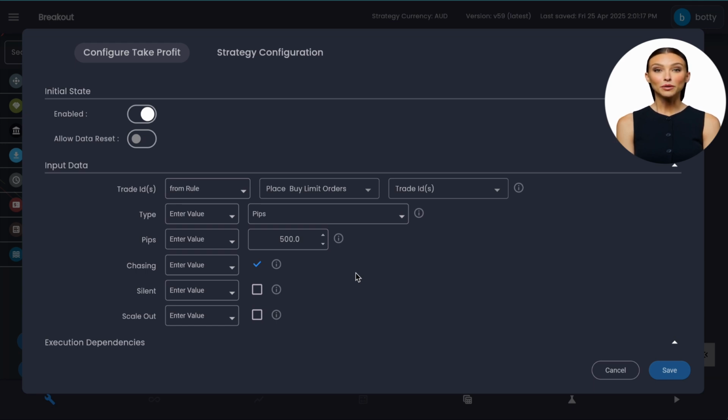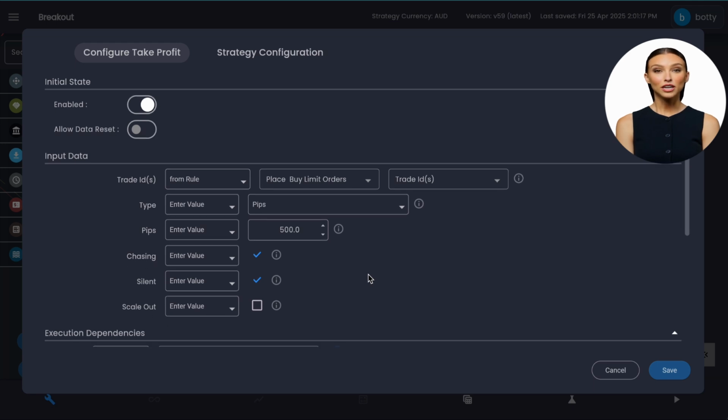Sometimes, you may want to keep your take profit orders hidden from the broker or exchange. That's where the silent option comes in. When activated, take profit orders are not sent to your broker, but are instead managed by Arconomy and only executed when a tick price condition is met.